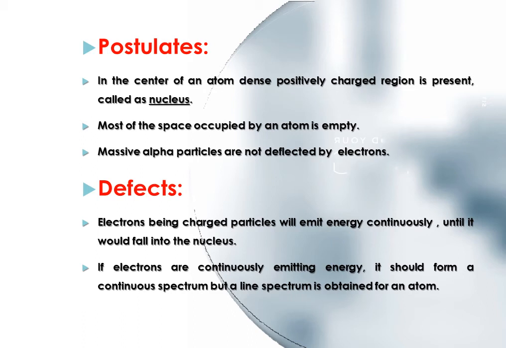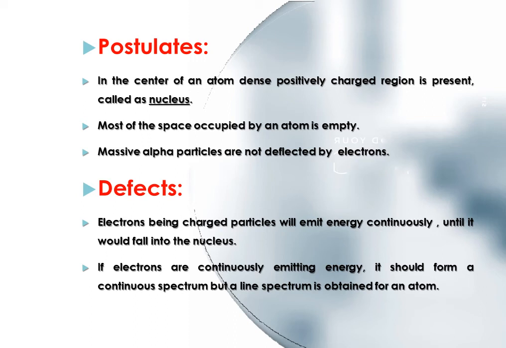Now, defects of this model. There are two major defects in Rutherford atomic model. The first defect is that, according to Rutherford, electrons being charged particles will emit energy continuously until they would fall into the nucleus. But actually it doesn't happen. Never ever do the electrons fall onto the nucleus.